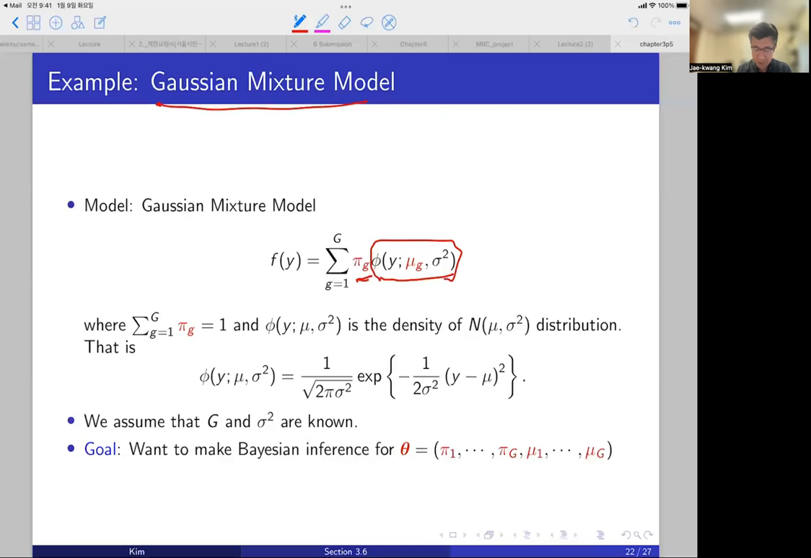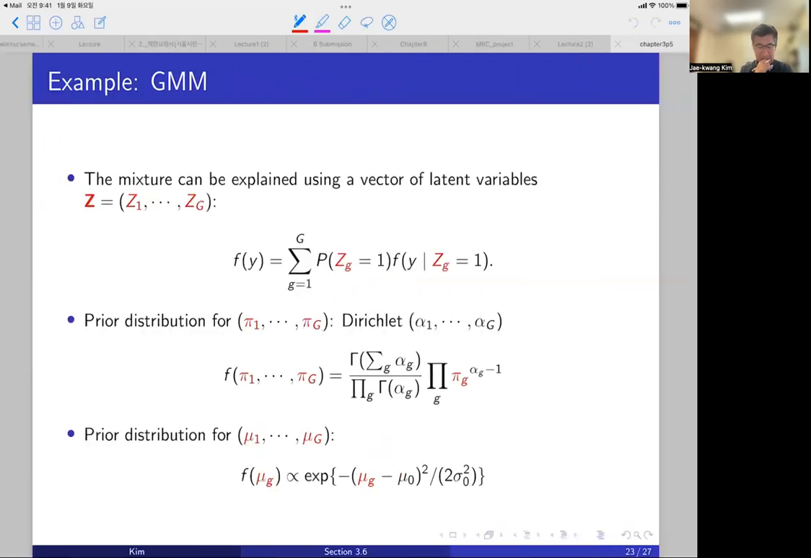So here we have pi unknown. Pi is an unknown parameter, and mu g is an unknown parameter. But let's assume that we know sigma square and g. And then the goal is to make a Bayesian inference for theta, which is the pi part and mu part.